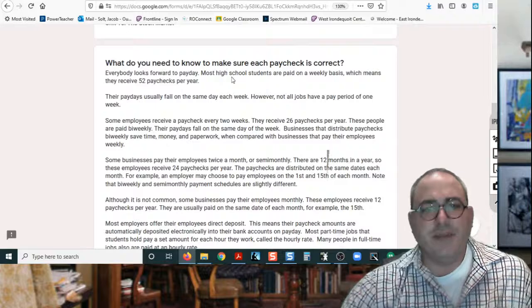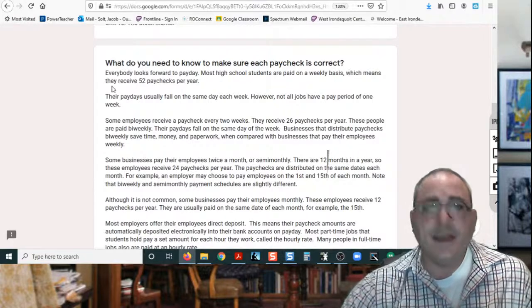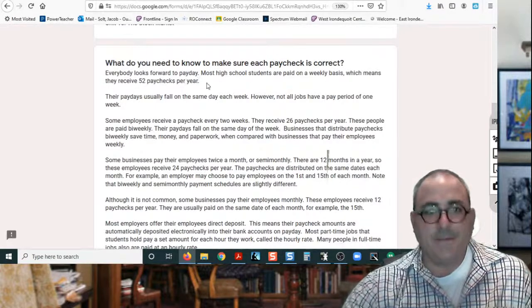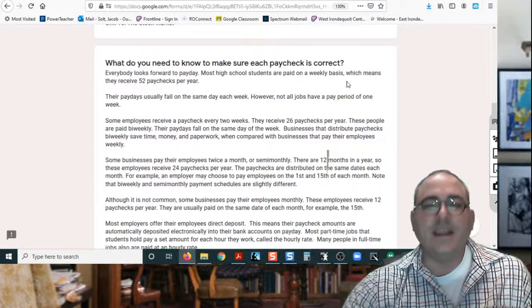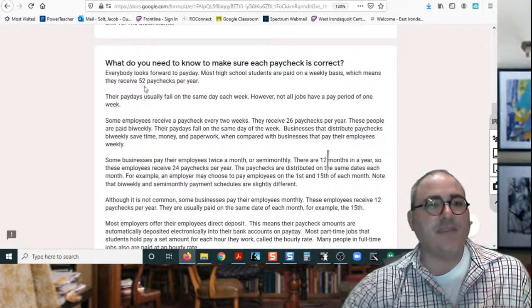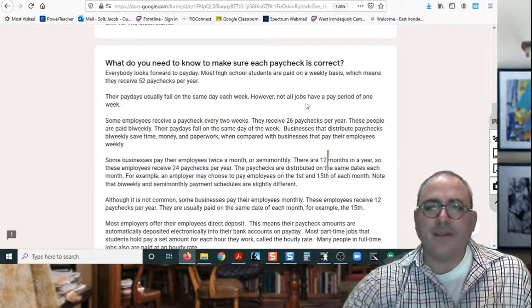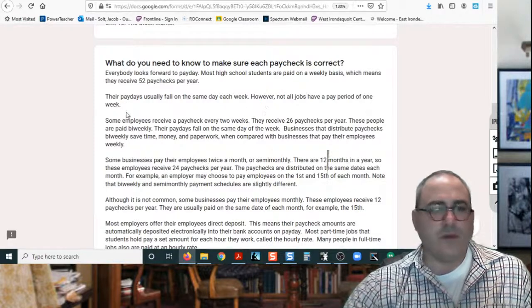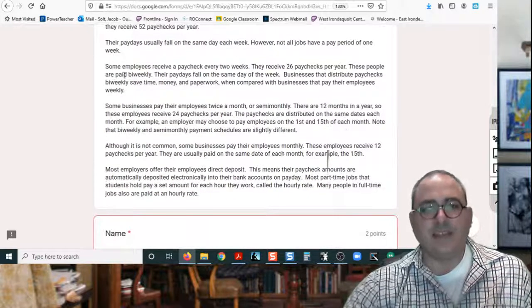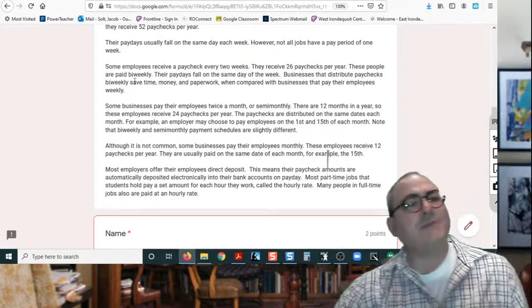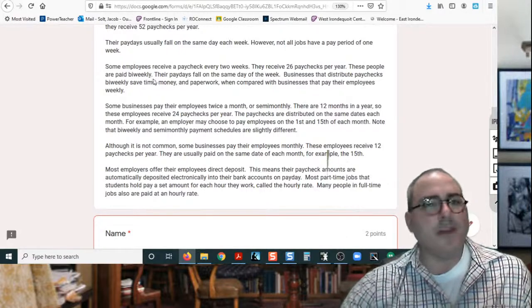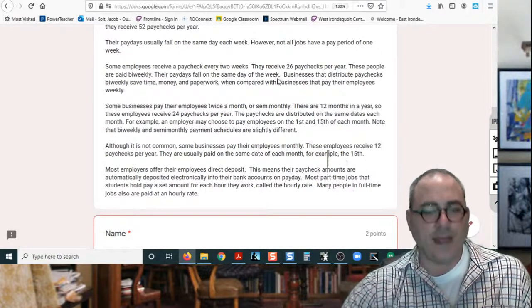What do you need to know to make sure each paycheck is correct? Everyone looks forward to payday. Most high school students are paid on a weekly basis, which means they receive 52 paychecks per year. Their paydays usually fall on the same day each week. However, not all jobs have a pay period of 1 week. Some employees receive a paycheck every 2 weeks. They receive 26 paychecks per year. These people are paid biweekly. Their paydays fall on the same day of the week.